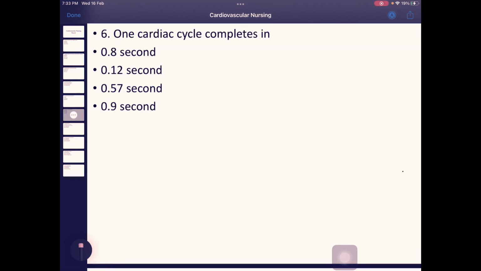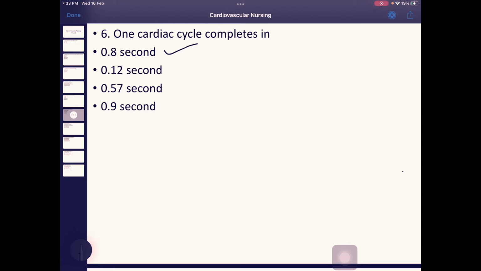Question number 6. One cardiac cycle completes in option 1 0.8 seconds, option 2 0.12 seconds, option 3 0.57 seconds, or option 4 0.9 seconds. So the correct option here is 0.8 seconds.